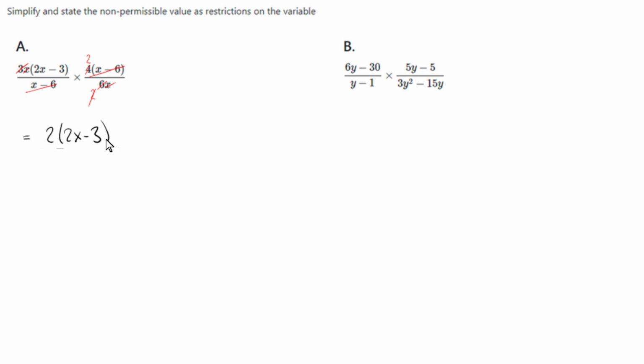Now this is no longer a quotient, but we started with a quotient, which means anytime you have a rational expression, meaning you have an expression where you have a quotient and the variable in the denominator, there will be non-permissible values. So we need to state them. So here x cannot equal 0, 6 times 0 is 0, and x cannot equal positive 6.